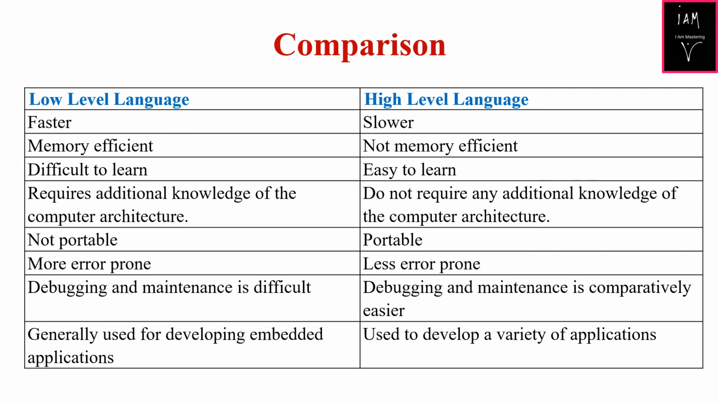Low-level languages interact directly with the hardware. They provide very little or no abstraction from the hardware. They are very fast compared to high-level languages and are hence generally used to develop embedded systems. High-level languages provide a higher level of abstraction from the hardware, and nowadays almost all software is developed using a high-level language. It is used to develop a variety of applications such as desktop applications, websites, utility software, mobile applications, etc.